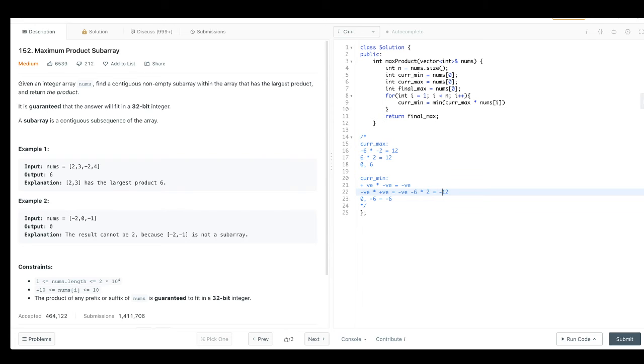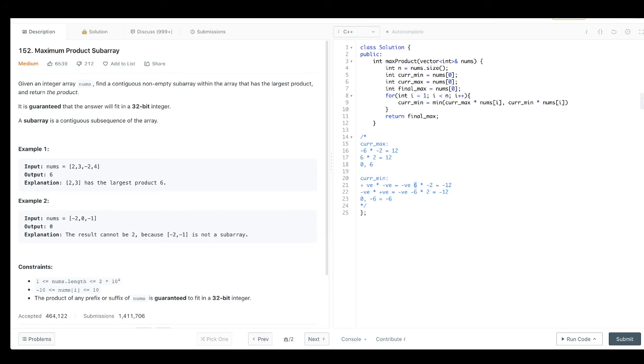So current min will get updated, that is the current max into nums[i]. If the current max is negative and nums[i] is positive, then it has the potential to give us a more minimum product. Otherwise, if we multiply the current minimum from the previous iteration with the current element, say the current minimum till now was 6, and our current element is minus 2, then it has the potential to give us minus 12, which is less than 6, so our current minimum will get updated.